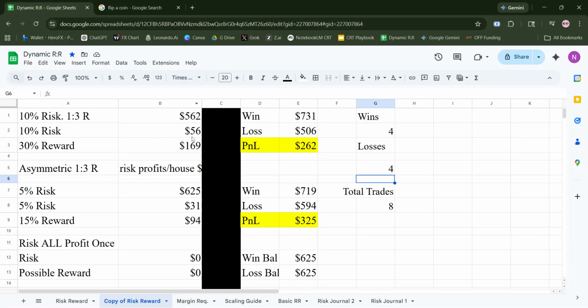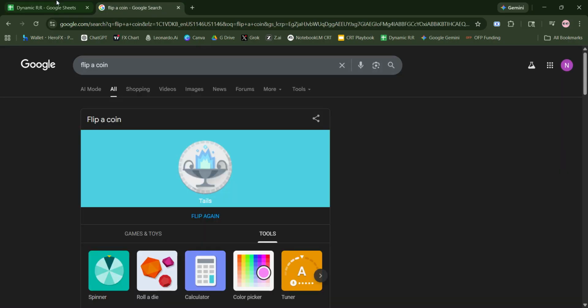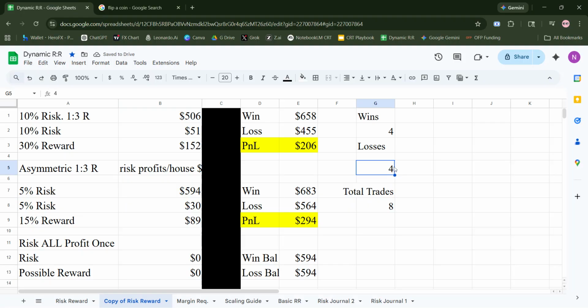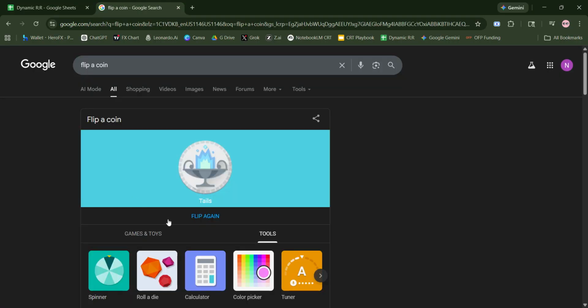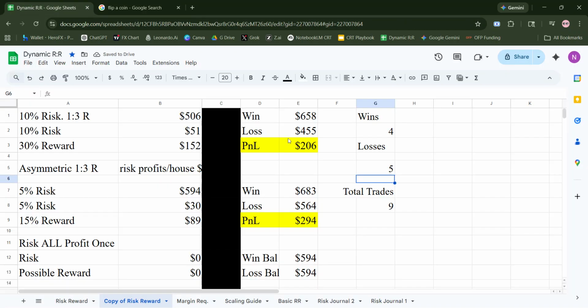Okay, so that was another loss. So our balance here is 506. Balance down here, 594. One more trade. That was another loss. Okay, so loss balance here is 455. Loss balance here, 564. All right, so that's with 10 trades. That is with a 40% win rate.